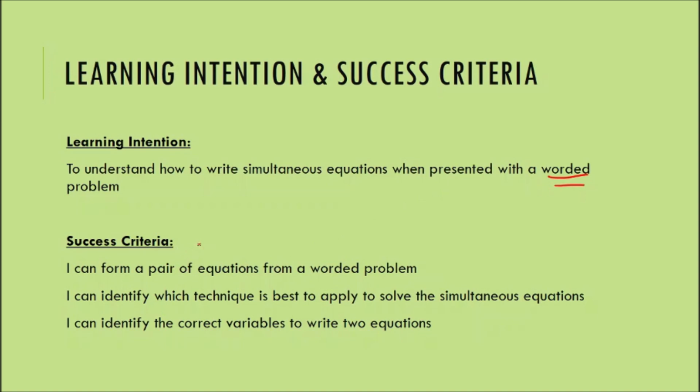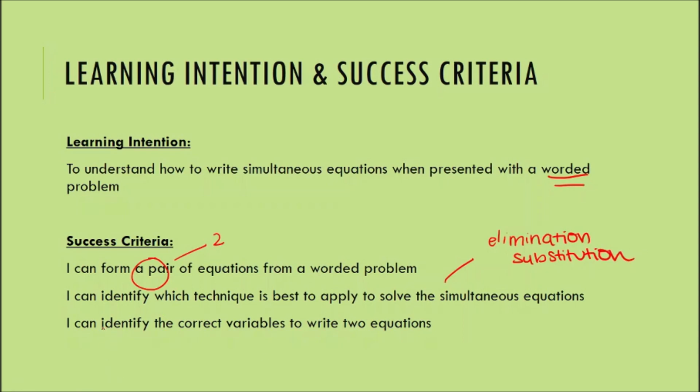The success criteria for today is that you can form a pair of equations from a worded problem, pair meaning two, okay? You can identify which technique is best to apply to solve the simultaneous equations, so that could be elimination or substitution, which you have or should already have had some experience doing.